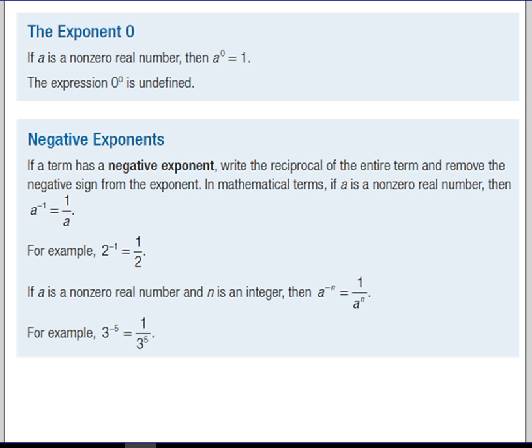So here's an interesting rule that doesn't make sense until you understand the reason behind it. If a is a non-zero real number, then a to the 0 power is 1. 0 to the 0 power is undefined. But this a to the 0 power equals 1. That doesn't make sense, I don't think, until you understand why. Well, we know that anything divided by itself is 1, correct? So for example, 3 divided by 3 is 1. And we can use variables. So we can say a divided by a is 1.